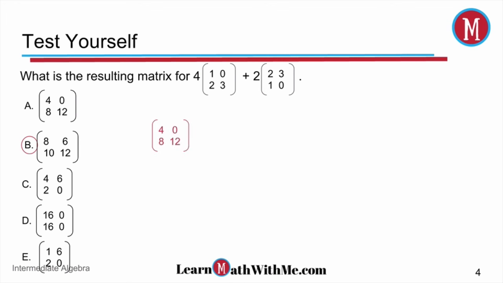So when we multiply the 4 by the first matrix, we just multiply each term inside that matrix by 4. Add to that the next matrix, which just has 2 multiplied by each term. Then when we're adding matrices, we will add each term in each same position. So 4 plus 4 is 8, 0 plus 6 is 6, 8 plus 2 is 10, and 12 plus 0 is 12. And that gives us our resulting matrix.